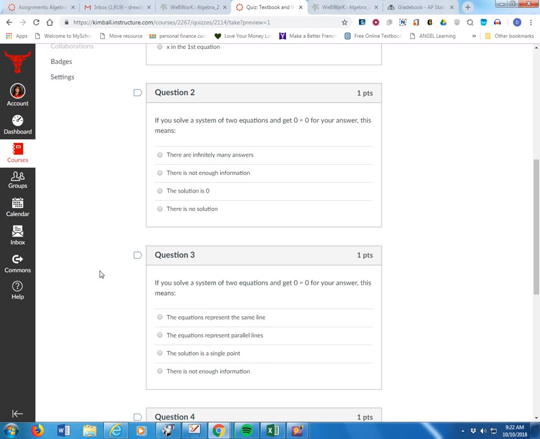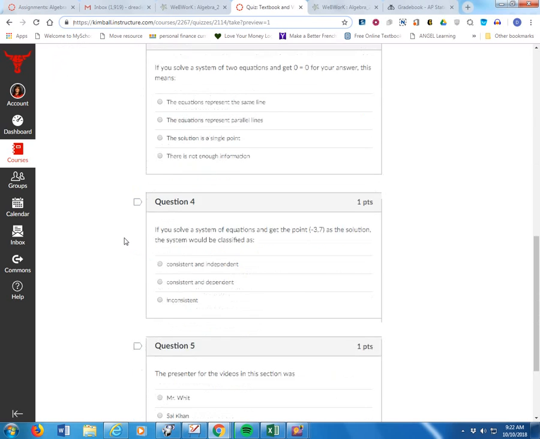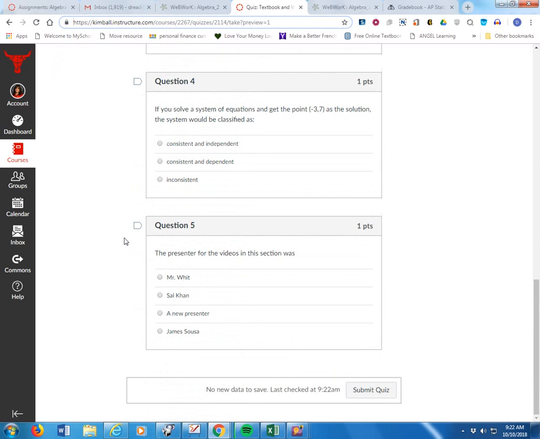Question 4. If you solve a system of equations and get the point -3,7 as the solution, how would we classify that? What does consistent mean? Stays the same. Okay, in English, that's what it means. What does it mean when we're talking about systems of equations? What does consistent mean?